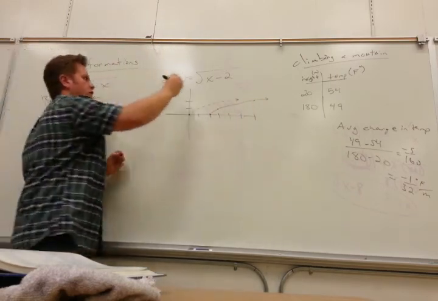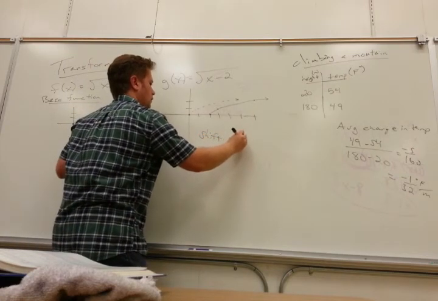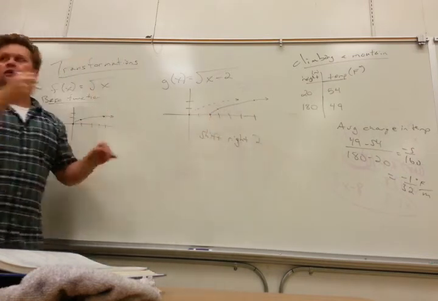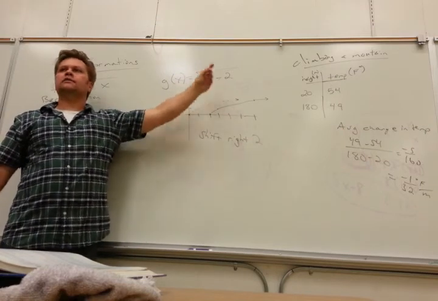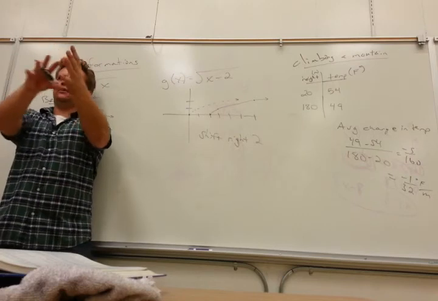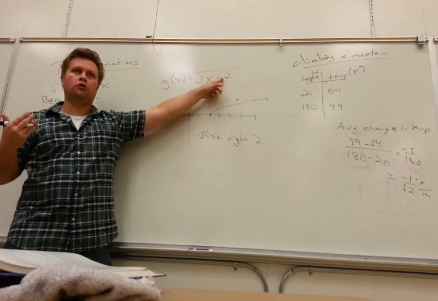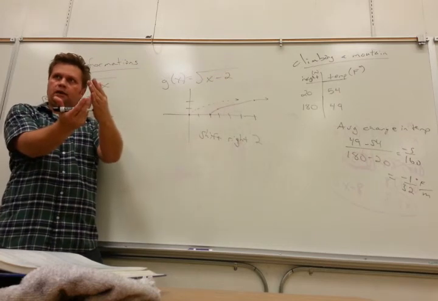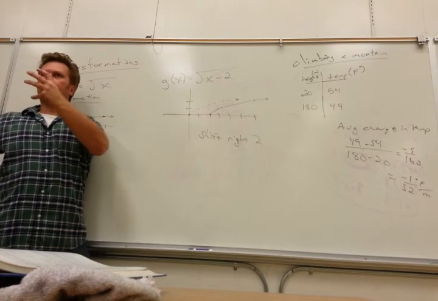So this would be a shift right 2. So if I wanted to shift back 2, left 2, what would I have to put in there? Plus. Normally a square root can't be on the negative side, but if I put a +2 in there, all the inputs can now be smaller than they were before. So it would end up making my graph go back on the x-axis. So the whole picture just moves back.